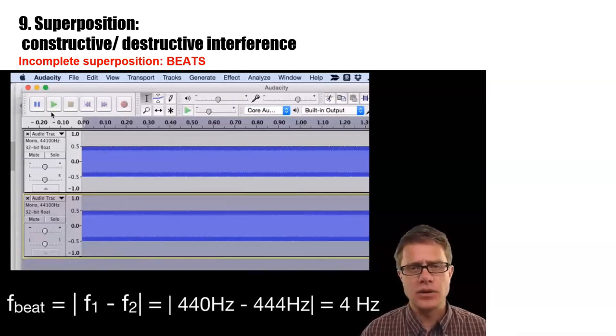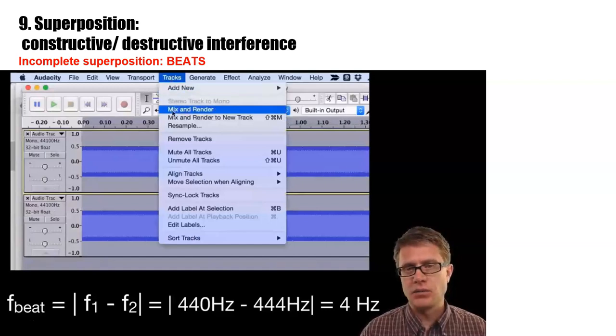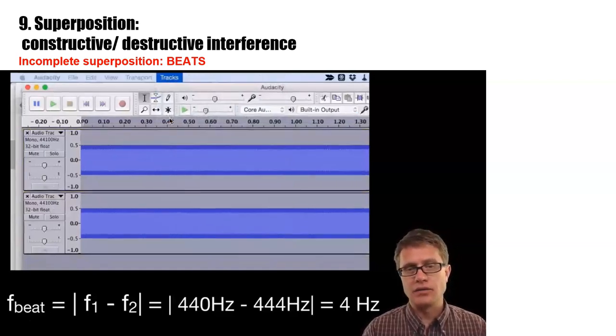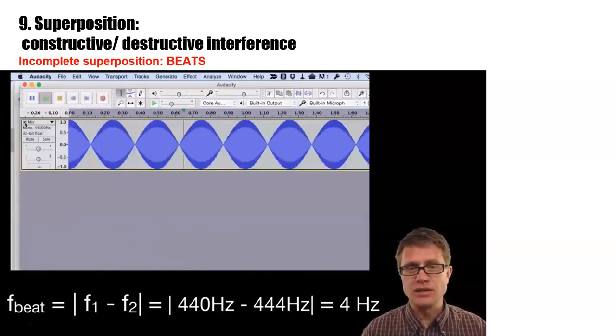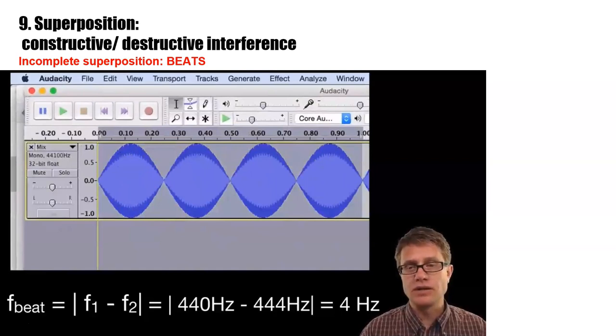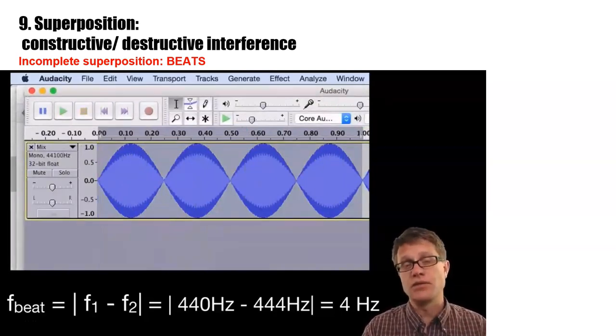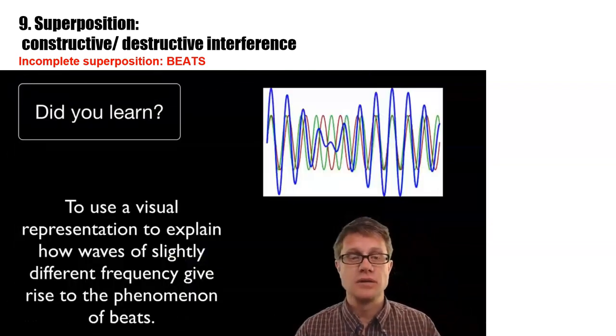So now let's check that with this model. What I'm going to do is mix these two together, making a single track of the two, and now let me get rid of those first two tracks. You can already see the beats. And now let's check our numbers. Let's look at 1 second in time. It's exactly 4 beats. The frequency of the beats equals the difference between the two frequencies.